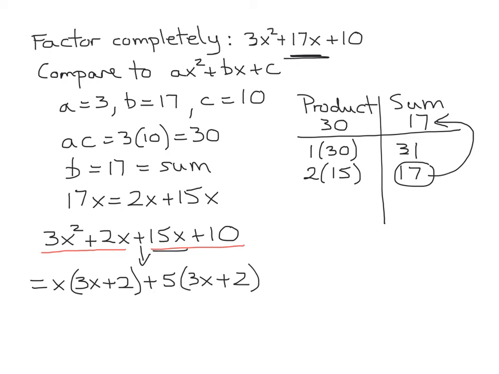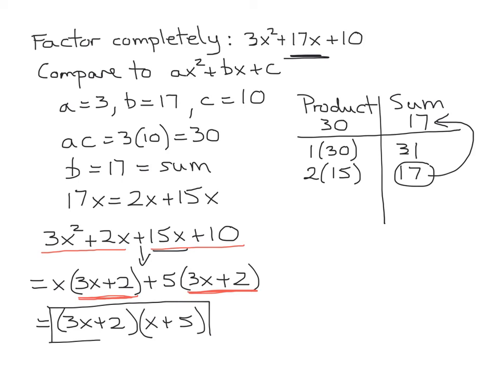Now, factoring by grouping only works if this binomial is the same as this one. Well, is it the same in this case? Yes. Therefore, everything worked out great. And now, the 3x plus 2 is the common binomial factor. And what does it leave behind? Well, it leaves an x plus 5. So there is my answer.